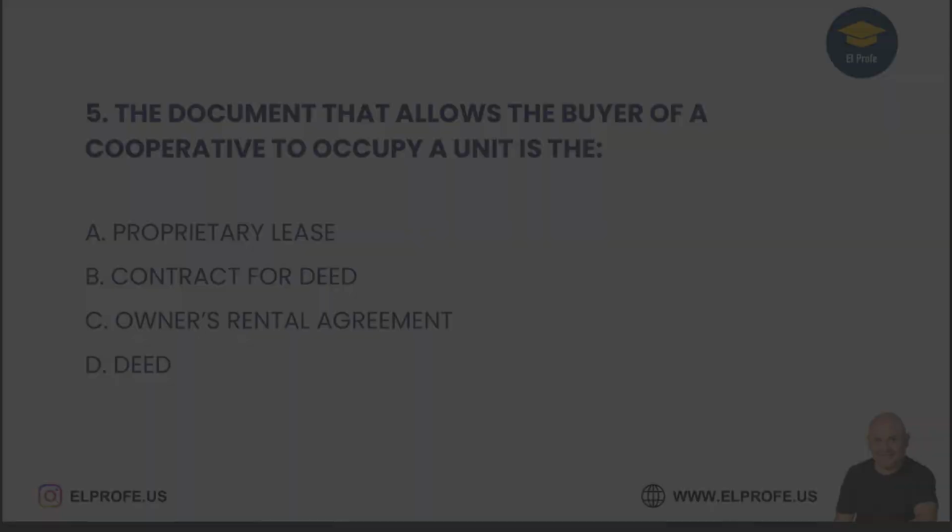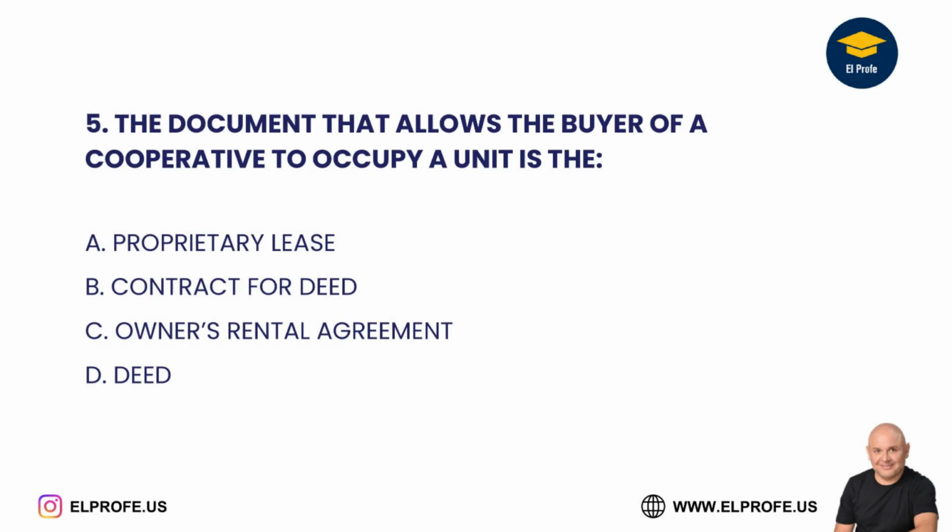Question 5. The document that allows the buyer of a cooperative to occupy a unit is the, and you must know this by heart, the proprietary lease. Whenever you see the word cooperative, think proprietary lease. That's essentially the title the buyer receives in a co-op.